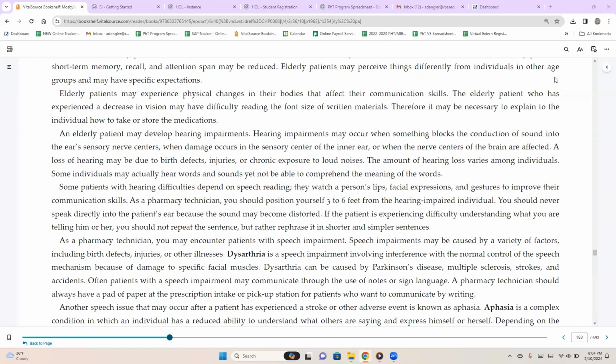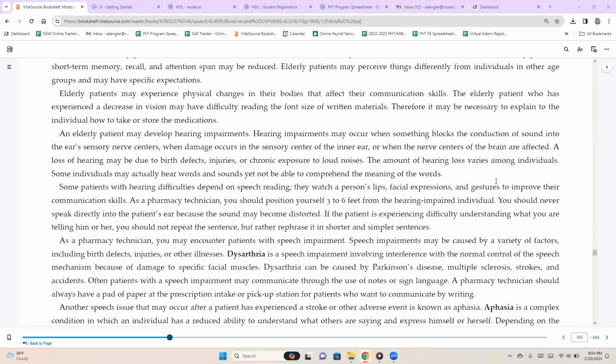An elderly patient may develop hearing impairments. Hearing impairments may occur when something blocks the conduction of sound into the ear's sensory nerve centers, when damage occurs in the sensory center of the inner ear, or when the nerve centers of the brain are affected. A loss of hearing may be due to birth defects, injuries, or chronic exposure to loud noises. The amount of hearing loss varies among individuals. Some individuals may actually hear words and sounds yet not be able to comprehend the meaning of the words.